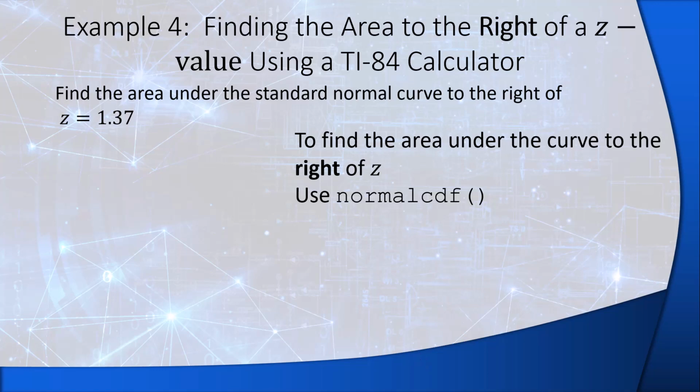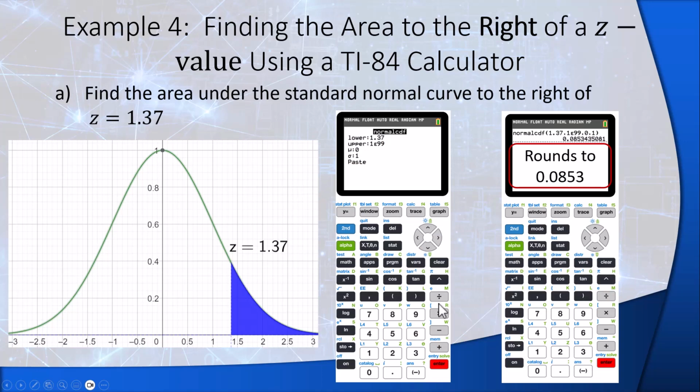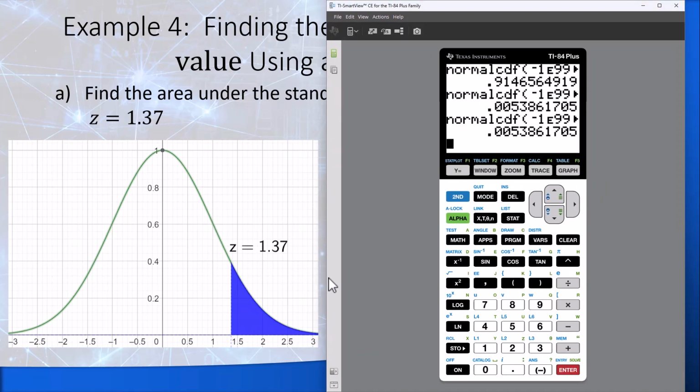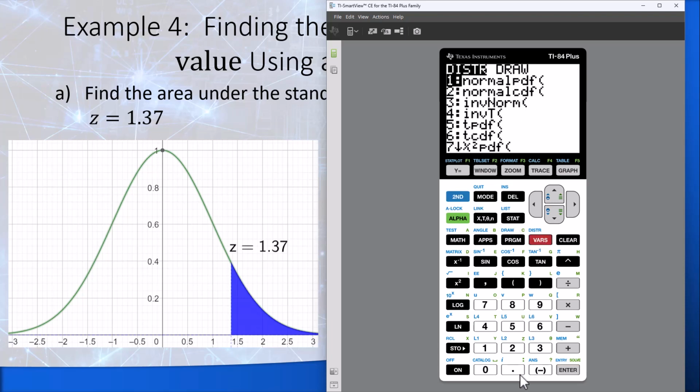How can we do this using our calculator? Well, to find the area under the curve to the right, we're going to use normal CDF. And for our calculator, it is much more straightforward. Let's just go ahead and get our calculator up. And this is how we can do it. It's even much simpler in this particular case, except for the one little detail that we have to be careful about. Just go in the second, distribution. We're going to do normal CDF.